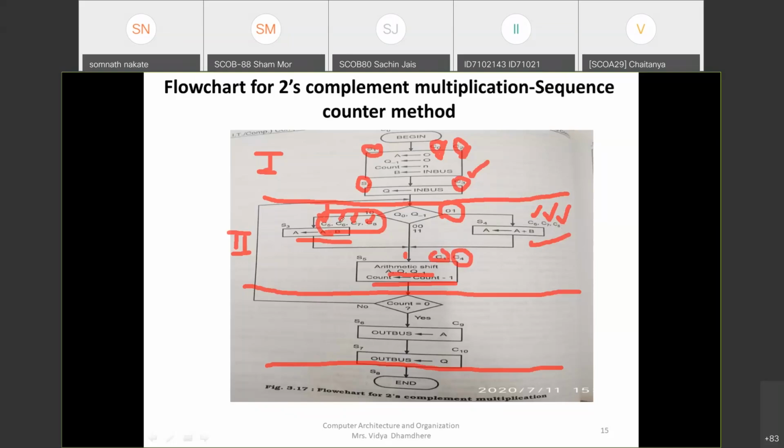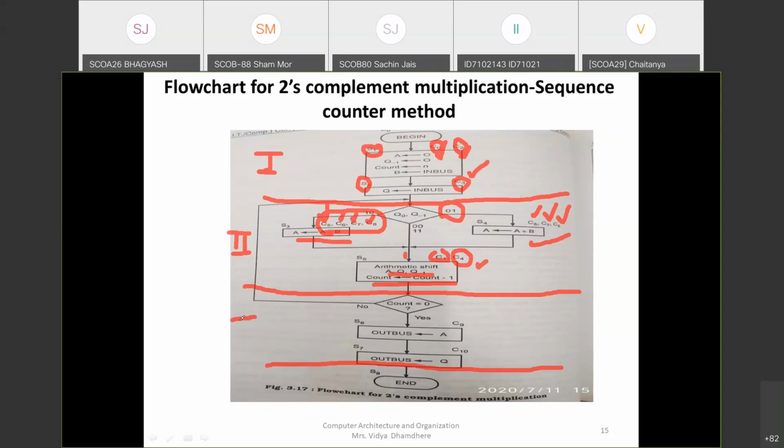And again, whether you go for the addition or subtraction operation, or if the values of Q0 and Q minus 1 are 0, 0 or 1, 1, at that time also we have to go to the compulsory step, that is the arithmetic right shift operation of register A, Q and Q minus 1. So C1 and C4, these control signals are compulsorily generated apart from the addition and subtraction operation. That is how many signals are generated in phase 2.